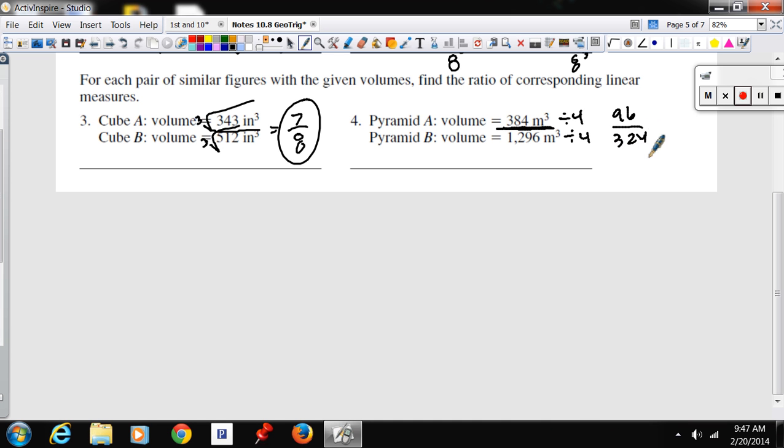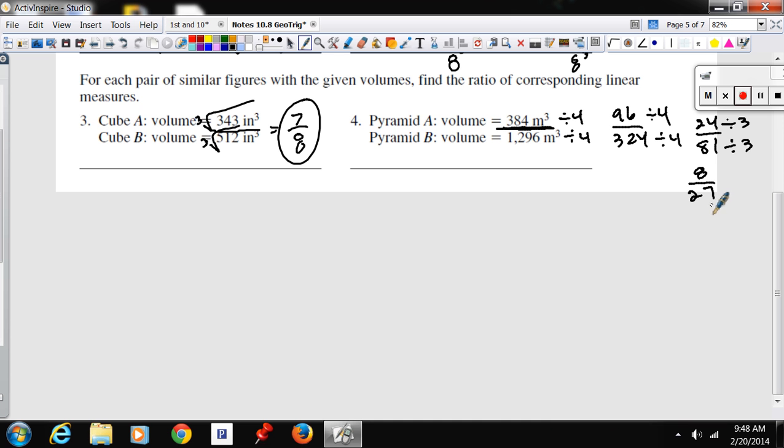Can we reduce it some more? Should we try 4 again? So 96 divided by 4, you get 24. 324 divided by 4, you get 81. Can we reduce it any more? Yeah, by 3 this time. So we should have done 12 on that last one, huh? So 24 divided by 3 is 8, and 81 divided by 3 is 27. Now this is my volume ratio.